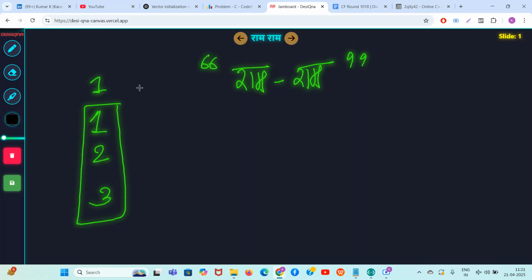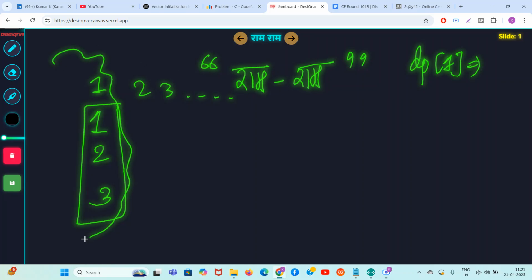There are many columns like this. Okay, one, two, three, like this. So what is the meaning of dp of 1? dp of 1 means what is the minimum cost to solve this part of the matrix. What is the minimum cost to solve this part of the matrix? Generally zero, right? Because you don't have to do any operation, right?